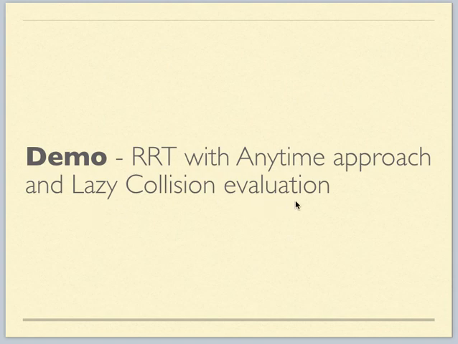RRT is a rapidly exploring random tree, an algorithm designed to efficiently search non-convex, high-dimensional spaces by randomly building a tree. They easily handle problems with obstacles and differential constraints and have been widely used in autonomous robotic motion planning.